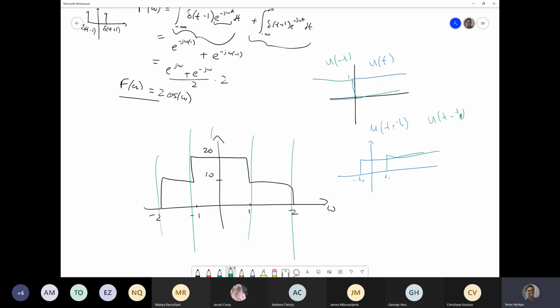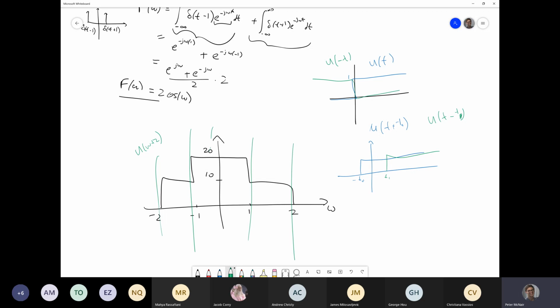So we can think about this one as u of, and so this is in the time domain, but same difference for the frequency domain. So we can think of that as u of omega plus 2, right? Oh, this section in here would be u of omega plus 2.